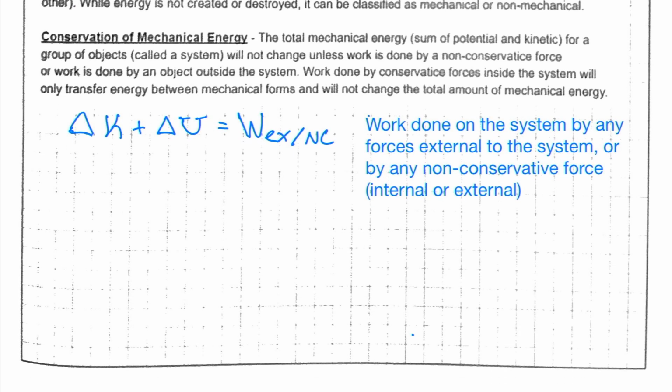And this is a conservation of energy equation. The change in kinetic plus the change in potential, and this is all the different types of potential energy, is equal to the work done by external or non-conservative forces. Right? Work done on a system by any forces external to the system, doesn't matter, any force, conservative or non-conservative, or non-conservative forces that are internal or external. So any external force, any non-conservative force, whether it's internal or external, will always change the energy of the system.